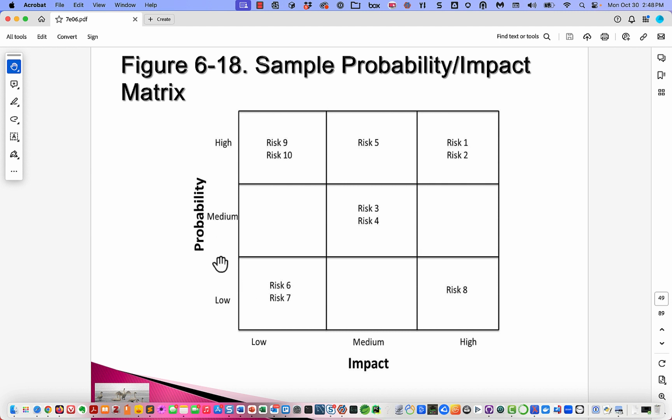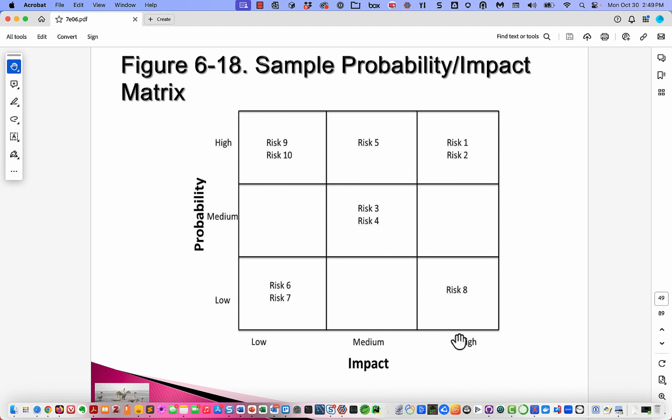And on the y-axis, we have the probability that the risk event is going to occur: low, medium, or high. And you just have to rank it. That's the qualitative or interpretive nature of this. And then how big is the impact going to be on the project: low, medium, or high? And you wind up with nine cells in the matrix.